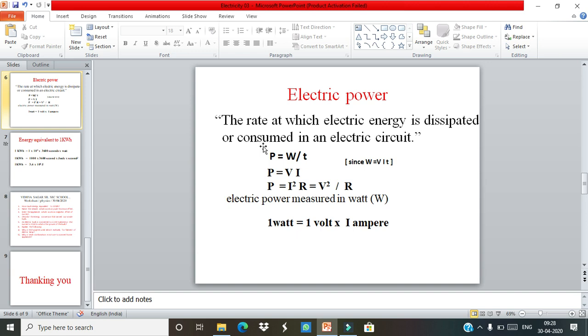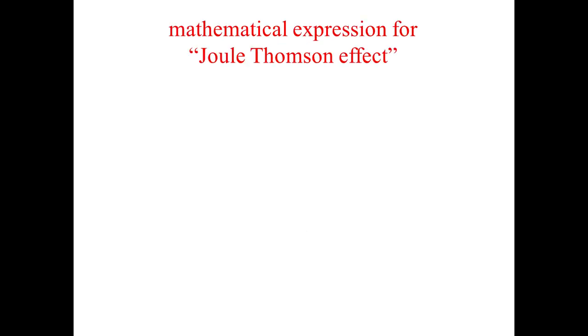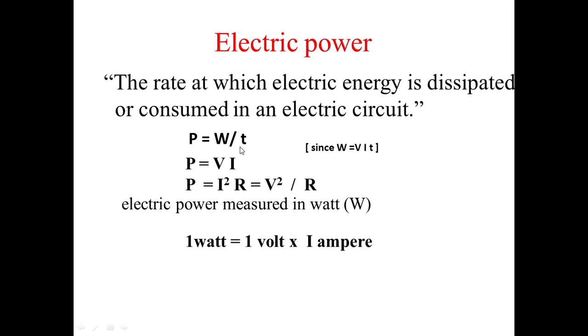Okay, you can see here power is the rate of doing work, the rate at which electric energy is dissipated for work. From our previous slide, we find that Q is equal to VIT, that means voltage, current, and time. So using this, power is equal to W by T. By replacing W by VIT, we get VIT divided by T. T cancels out the T and gives VI.